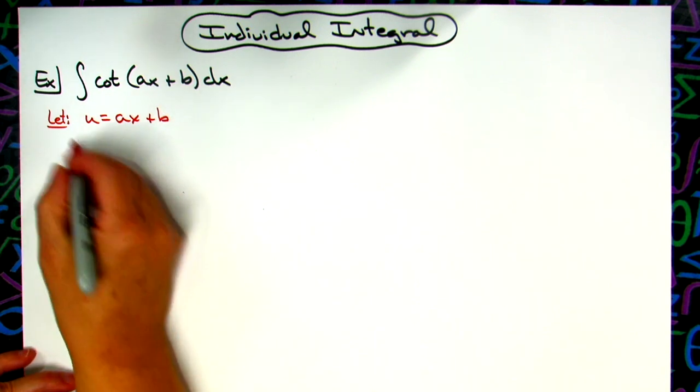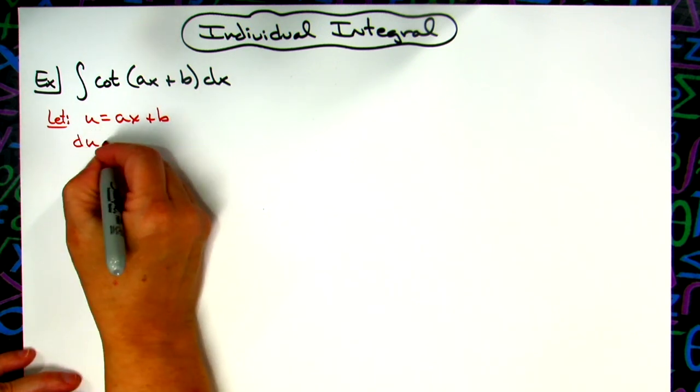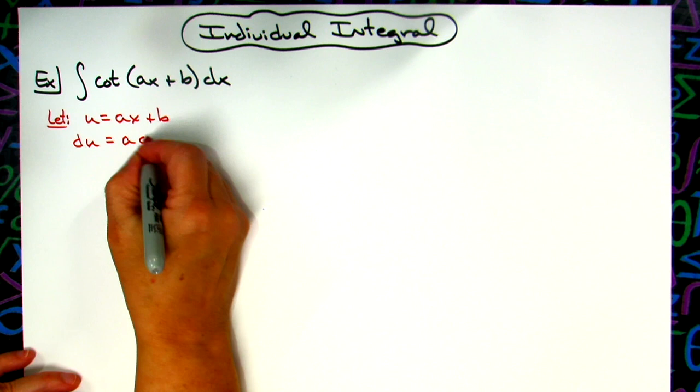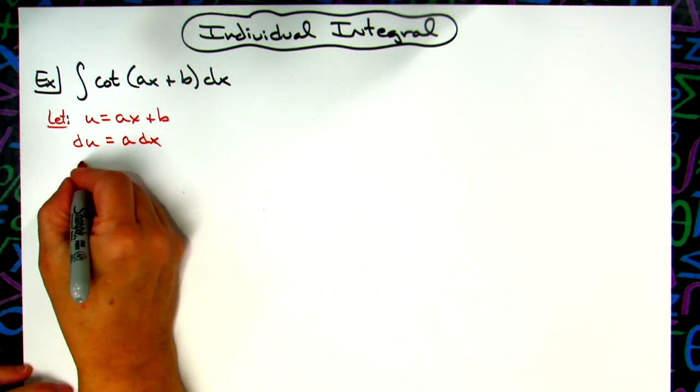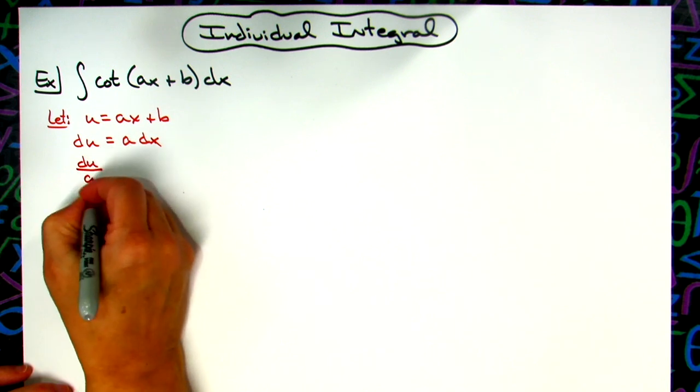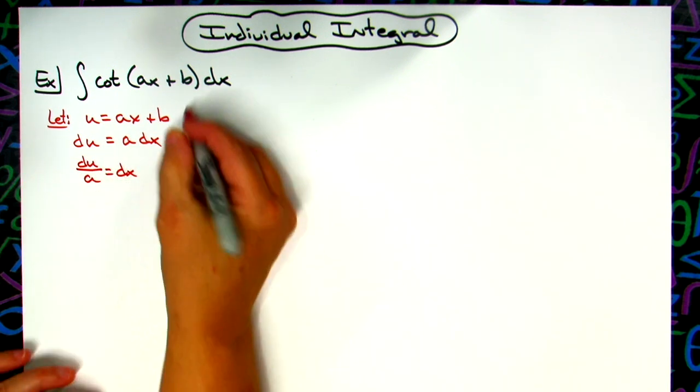We're then going to take the derivative of both sides. We'll have a du is equal to an a dx. Now I am going to go ahead and solve all the way down for dx, so I'm going to have a du over a is equal to dx.